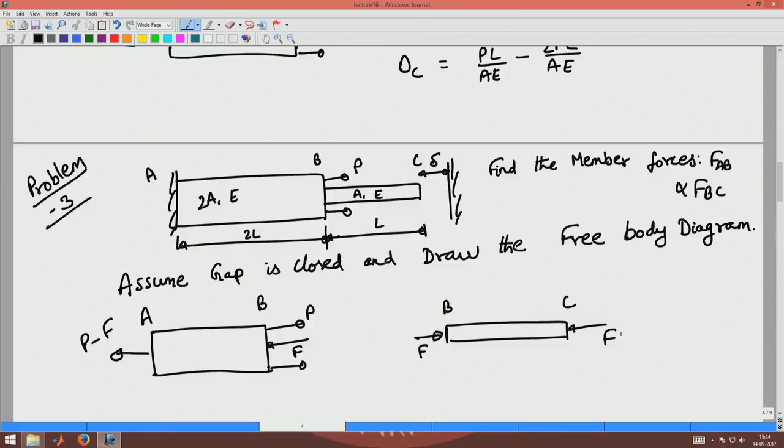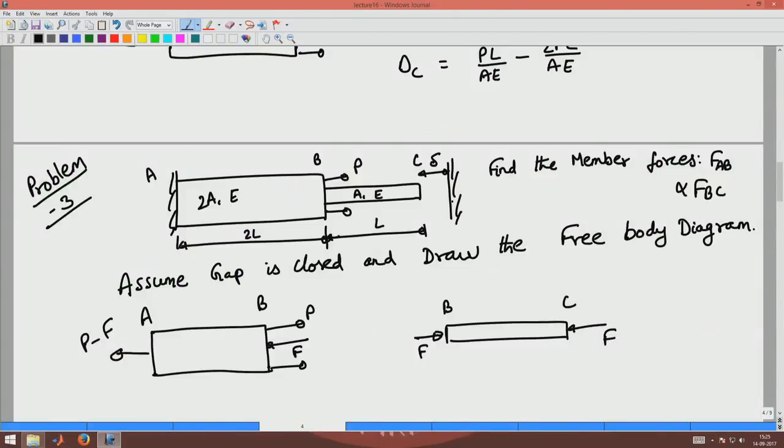problem 2 the F was a prescribed value, but now F is not a prescribed value. In problem 2, F was given to us; now we do not know what F is, and we have to find what F will satisfy this requirement that C cannot displace by more than an amount delta.